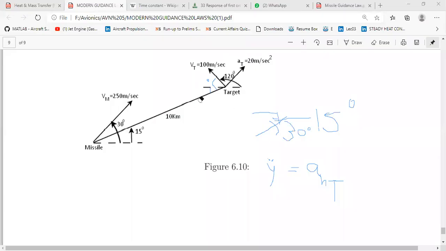Sorry, 250 cos 15 minus 100 cos 75. Right? So you need to resolve this velocity of missile for this LOS and velocity of target for this LOS. We did not take this in the previous numerical, but once this theta is larger, we need to take it into consideration. So here, what will be your closing velocity? The component of missile velocity in the LOS minus the component of target velocity in the LOS. So that will be your closing velocity.